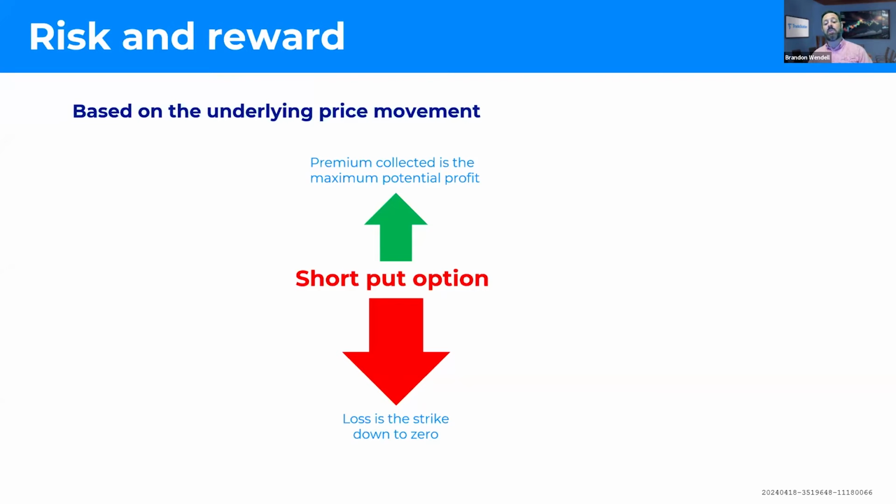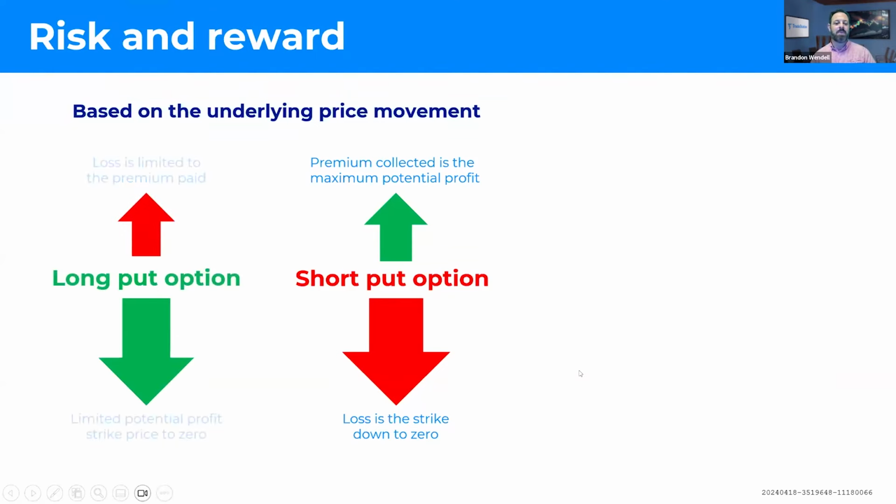And your potential loss, unfortunately, is a little bit big because it is the strike price down to zero when you sell the put. Basically, when you sell a put, you are obligating yourself to possibly buy stock from someone if they decide to put it to you, hence the name a put.